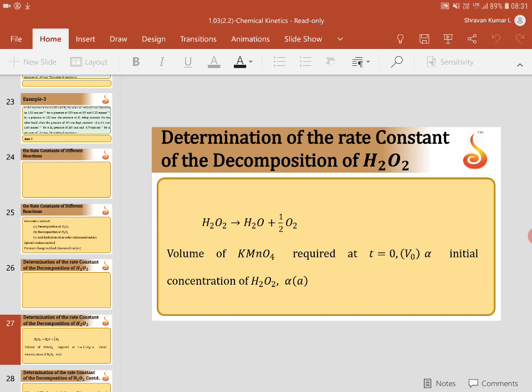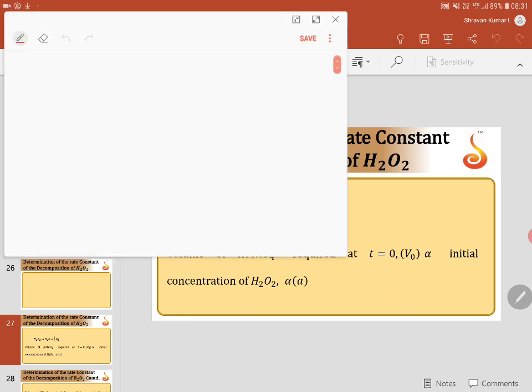Determination of rate constant with respect to decomposition of hydrogen peroxide. Now, hydrogen peroxide decomposes as H2O2, giving 2H2O plus O2.